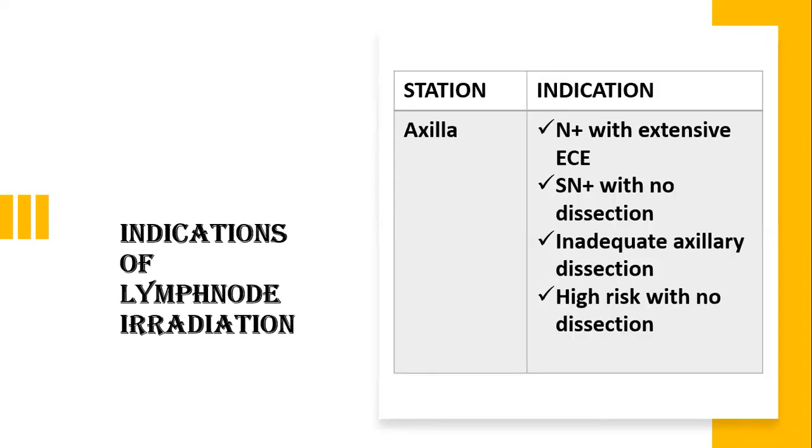And coming to the axillary lymph node irradiation indications, it is node positive with extracapsular extension, and sentinel lymph node positive with no dissection done, and when an inadequate axillary dissection is done, and when there are high risk features with no dissection.